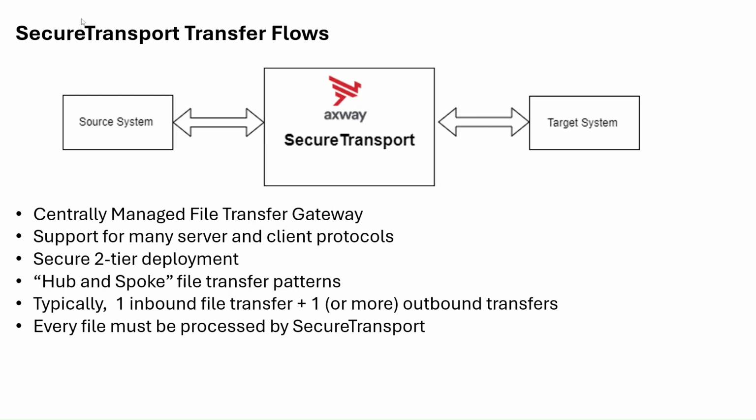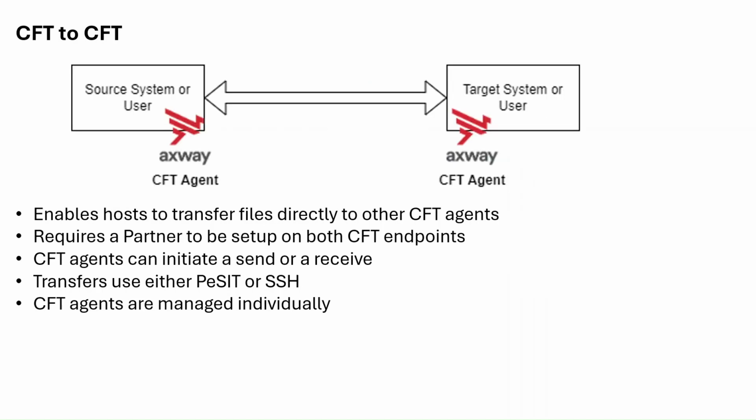Okay, let's see where this differs to Transfer CFT. So Transfer CFT flows enable us to go directly from source to target. It's a peer-to-peer file transfer as opposed to secure transport being a hub and spoke / gateway transfer. So we require a CFT agent to be deployed on our source and target. So CFT can initiate a send or a receive. The protocol we use is typically PeSIT, although we do support an SFTP interface as well. The major difference between CFT and secure transport is the CFT agents are all managed individually.